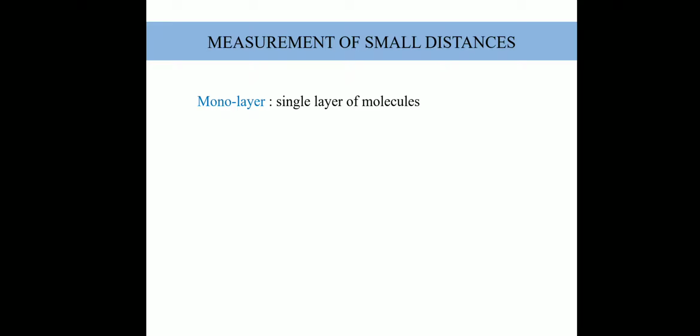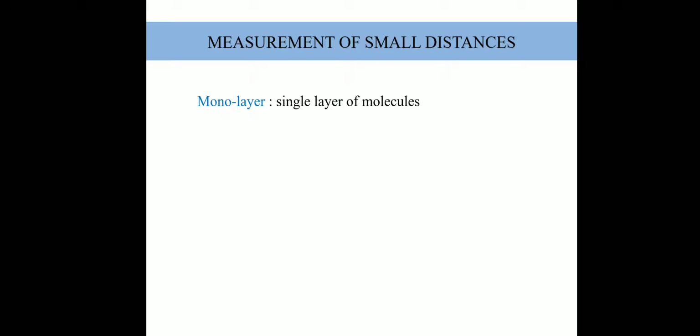See, earlier we measured very large distances, which was nothing but the diameter of a planet or an object which is very far away. Now the object is very close to us, and we cannot use standard units, for example the meter. If we take 1 meter, then in 1 meter there will be many thousands and crores of molecules. So if we want to measure the diameter of only one molecule, it is very difficult.